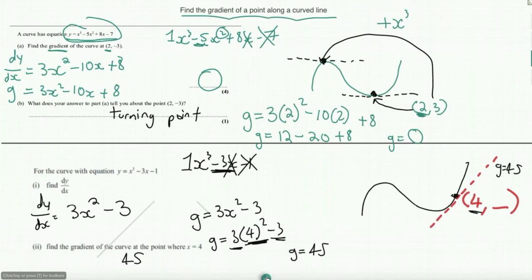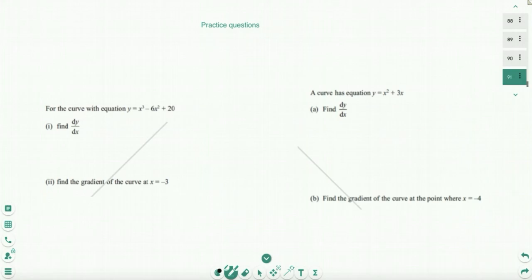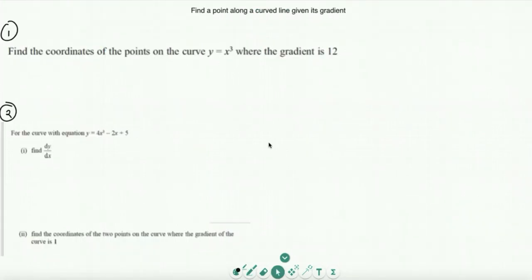On the next page, guys, are some practice questions you can try in your own time. Give it a shot. Okay, guys, now we're going to do the opposite of what we were doing in the last chapter. Instead of being given a point and asked to find the gradient, we're going to be told that there's a point with a gradient of perhaps 12, and we've got to find that coordinate. And let's look at how to do this.